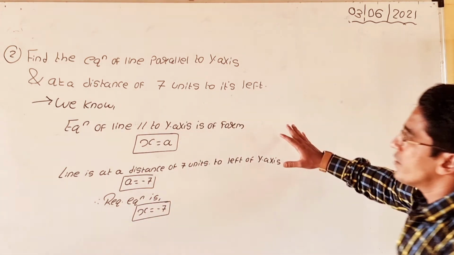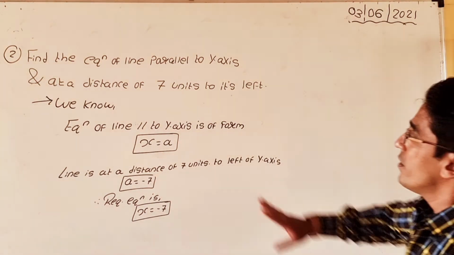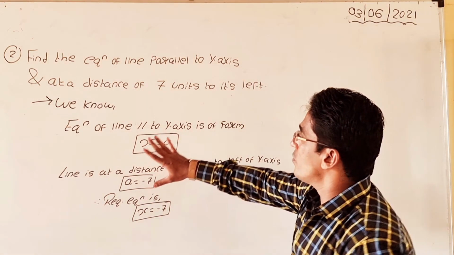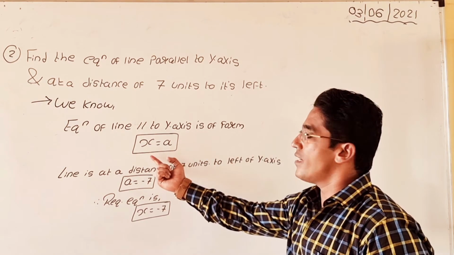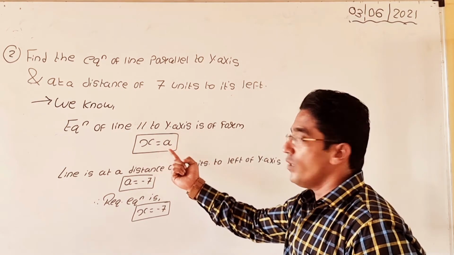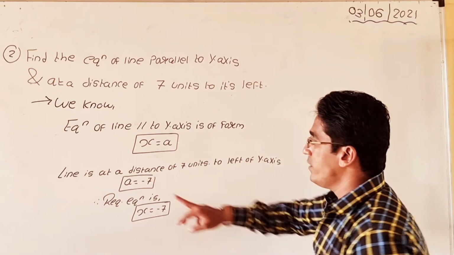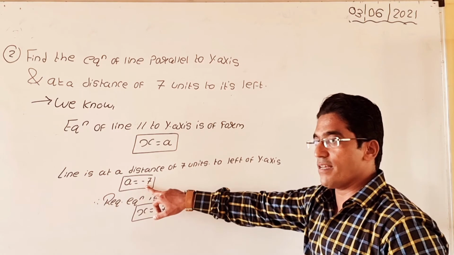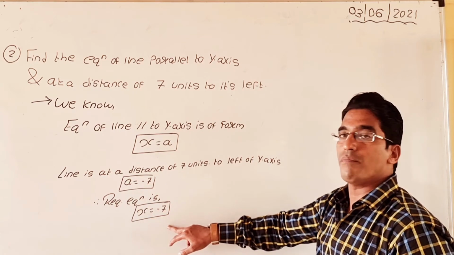Now, for such kinds of sums, it can be asked for 1 mark, but the steps should be: equation of a line parallel to the y-axis. First, write the general equation x is equal to a. Since the line is to the left and at a distance of 7 units, a is equal to minus 7. So, I can say the required equation is x is equal to minus 7.